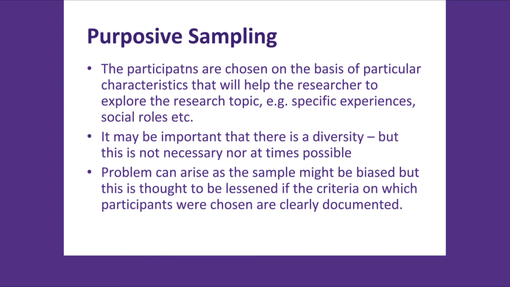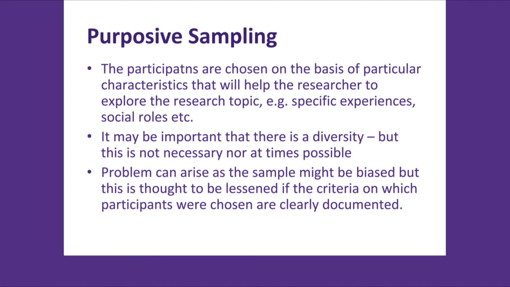We also have purposive sampling, and this occurs when the participants are chosen on the basis of particular characteristics that will help the researcher to explore the research topic. And this might mean specific experiences that the researcher is looking for. It might talk about examining specific social roles. And it may be important that there is diversity, but this is not necessarily, nor at times, possible. And it all depends on your research study.